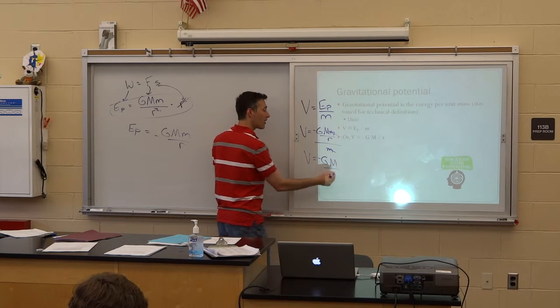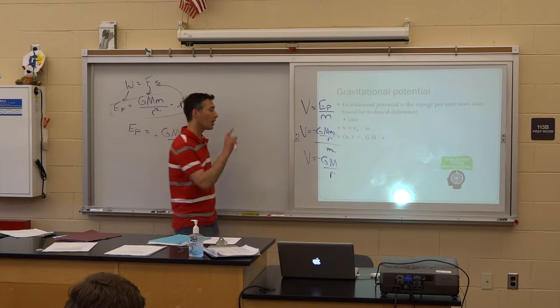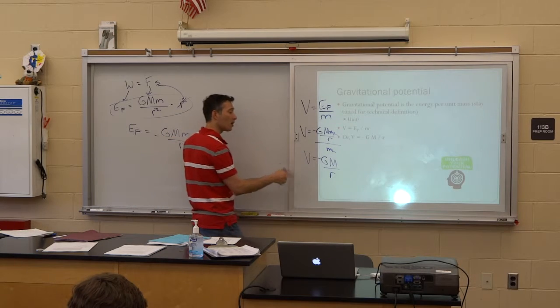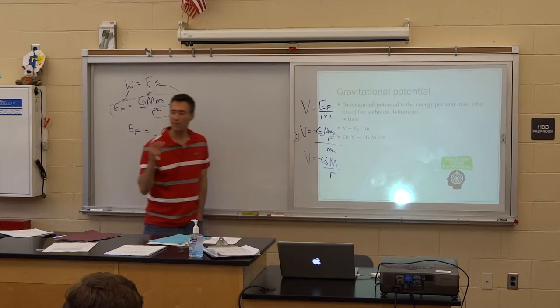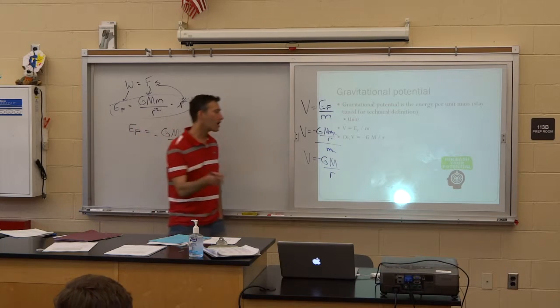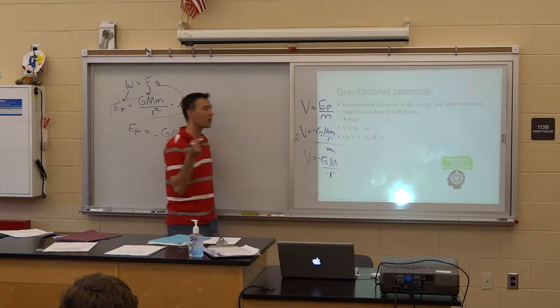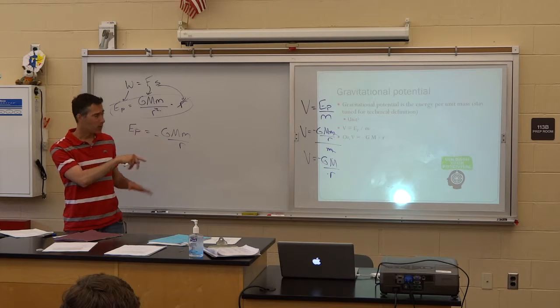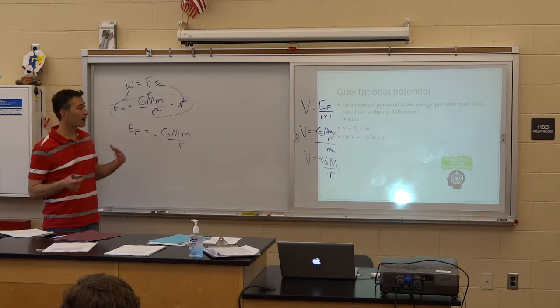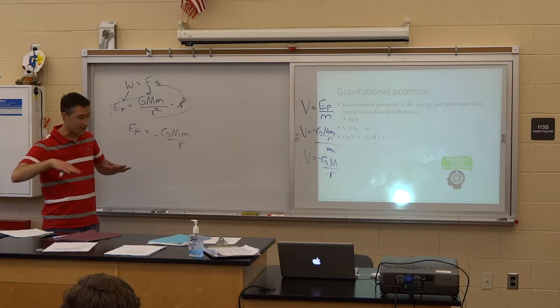So another way of finding gravitational potential is just negative Gm over R, where G is our gravitational constant, M is the mass of the thing producing the field, and R is how far away we are from the thing producing the field. Okay. So here's the trick that I referred to earlier, and then I'll take a timeout for a minute.